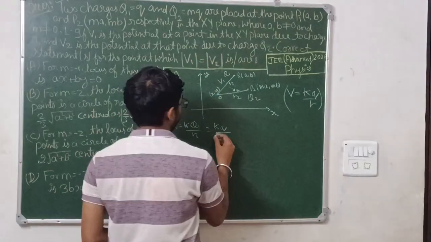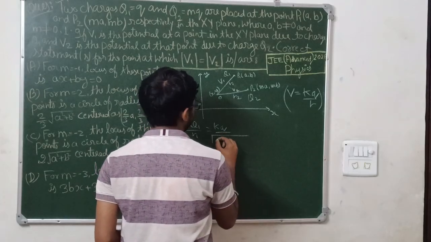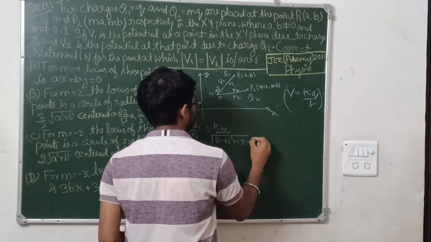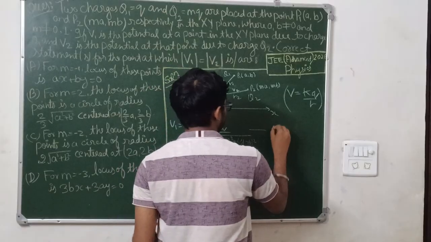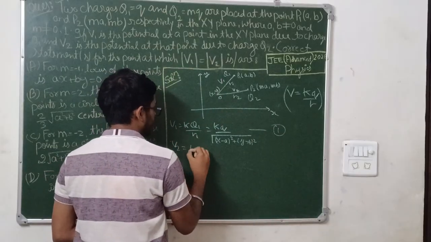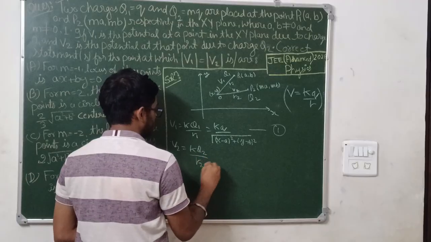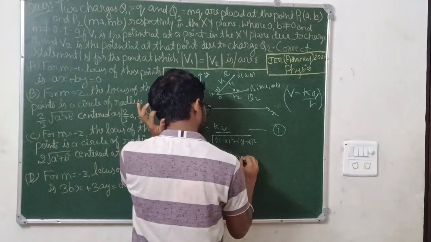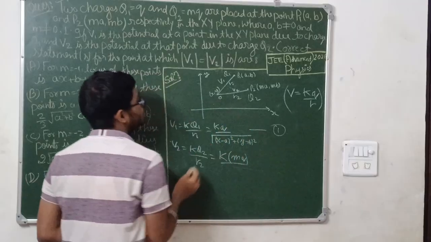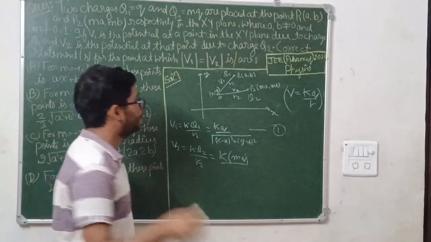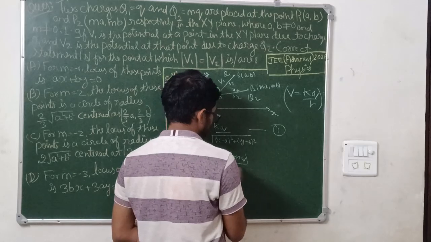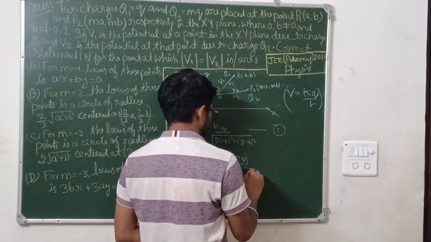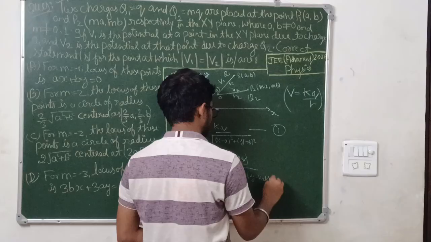Between O and P1 we will apply the distance formula. The formula would be under root of (x minus a) square plus (y minus b) square. This is the V1 first equation, and V2 would be kq2 by r2, which is kq2 is m times small q, upon r2. For r2 you can just apply the distance formula between O and P2, under root (x minus ma) square plus (y minus mb) square.